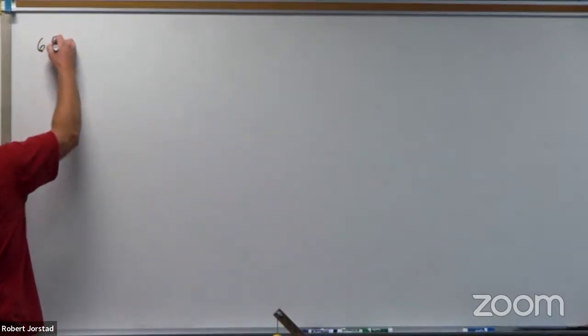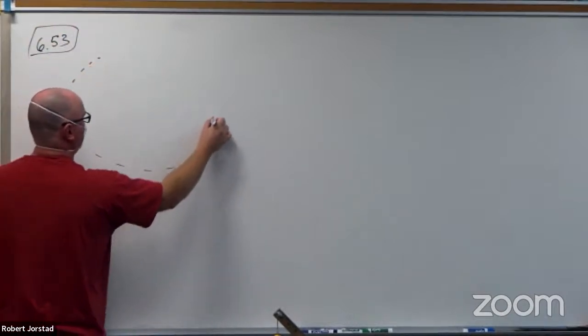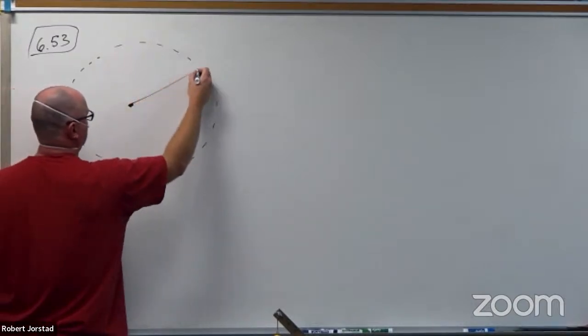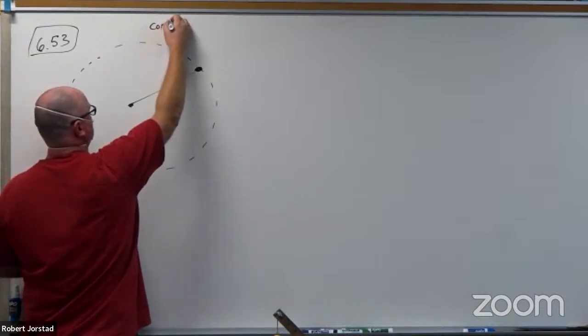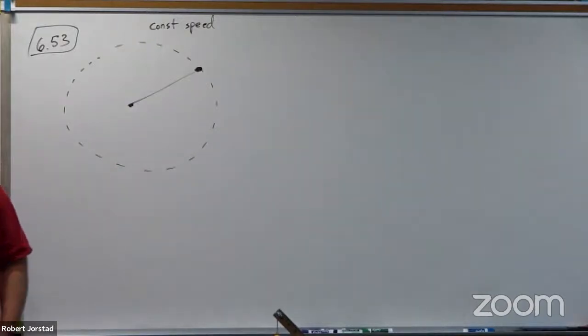So yeah. All right, that's it. Let's crank here. 6.53. And then we'll take our break. We got a circle. We got some ball on a string here, or whatever. We're going to assume this one somehow goes at constant speed. And I'll show you a cool trick here.